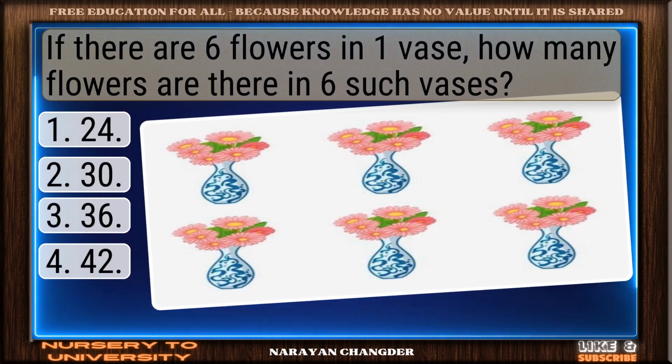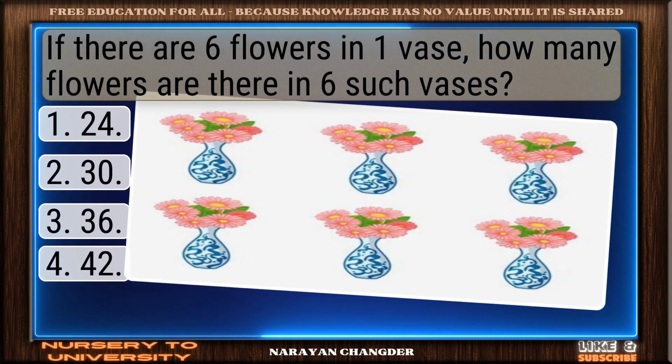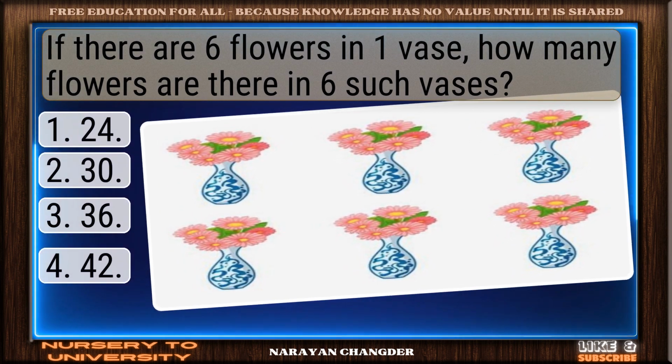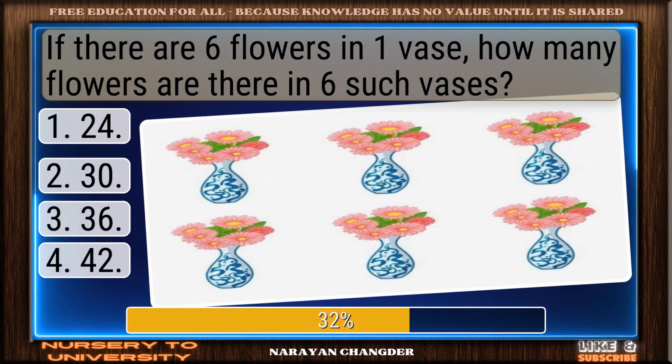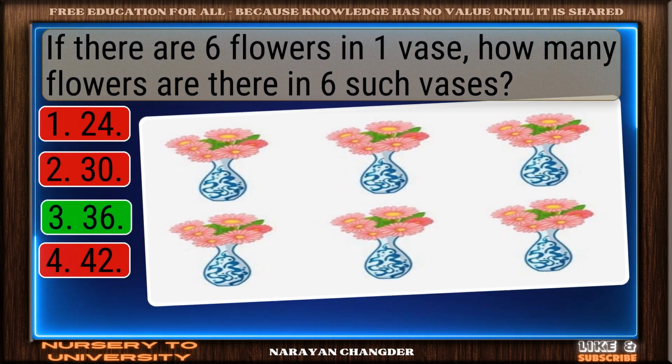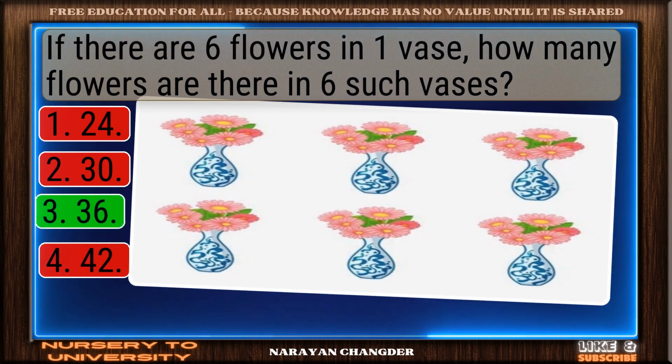If there are 6 flowers in one vase, how many flowers are there in 6 such vases? Perfect. 36 is the correct choice.